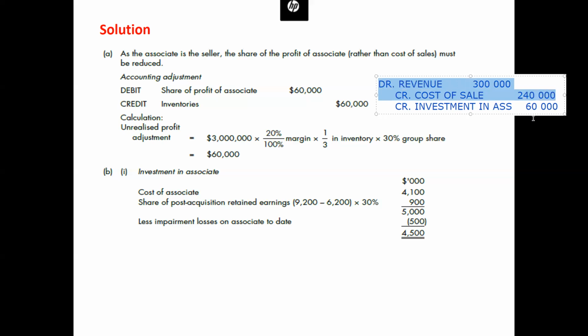And then where does the item now lie that was sold? It's in the statement of financial position, and the only item I have for the associate is the investment in associate. So I hope that makes sense. Okay. Happy with that?